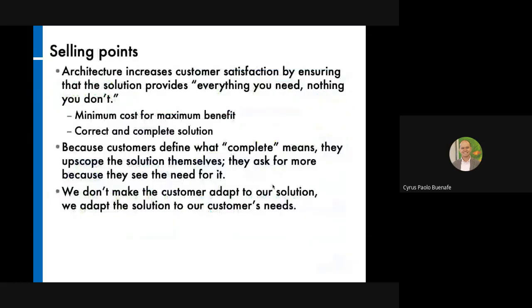Architecture increases customer satisfaction by ensuring that the solution provides everything you need, nothing you don't. We've kept on hearing that throughout the course: minimum cost for maximum benefit, correct and complete solutions. These are your guidelines as far as architecture goes. Because customers define what complete means, they upscope the solution themselves. They ask for more because they see the need for it.